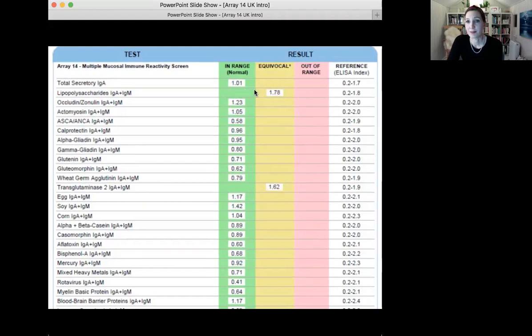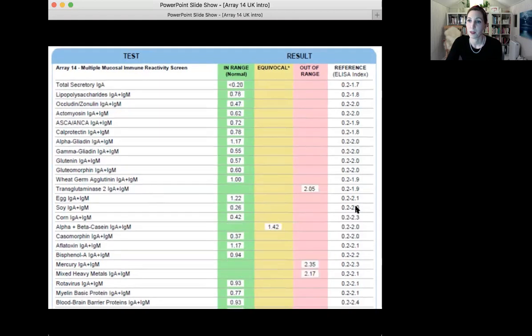Here we see lipopolysaccharides and transglutaminase 2. So now we start to see that this is showing some immune reactivity on the gut wall. So transglutaminase 2, of course, involves the gut epithelium. So this now looks like it might be more local to the gut, whereas the first one that didn't have any gut markers whatsoever, I'm actually more thinking that it's not involving the gut, but one of the other mucosal surfaces.